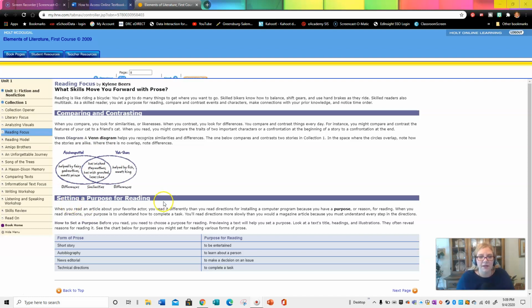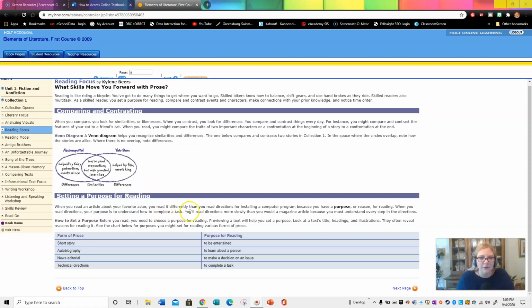Set a purpose for reading. When you read an article about your favorite actor, you read it differently than you read directions for installing a computer program because you have a purpose or reason for reading. When you read directions, your purpose is to understand how to complete a task. You'll read directions more slowly than you would a magazine article because you must understand every step in the directions.